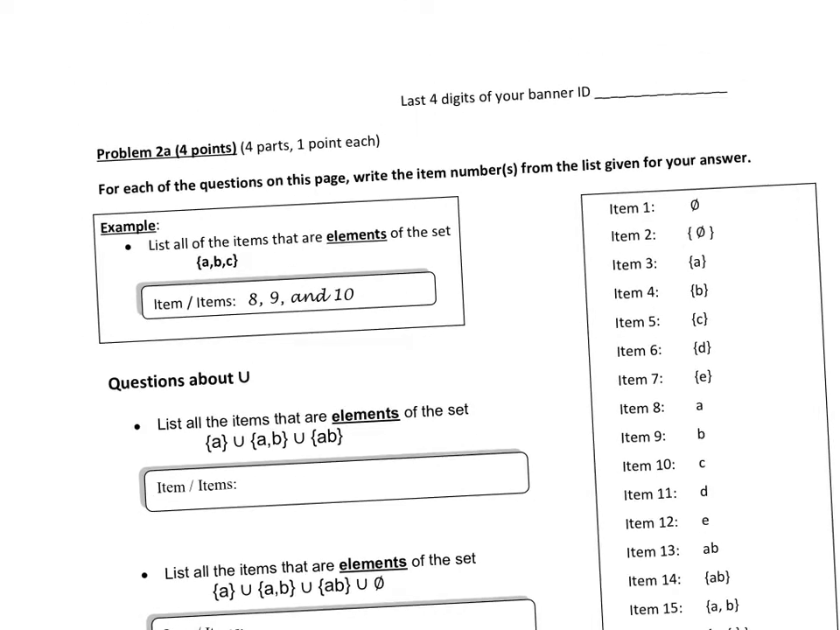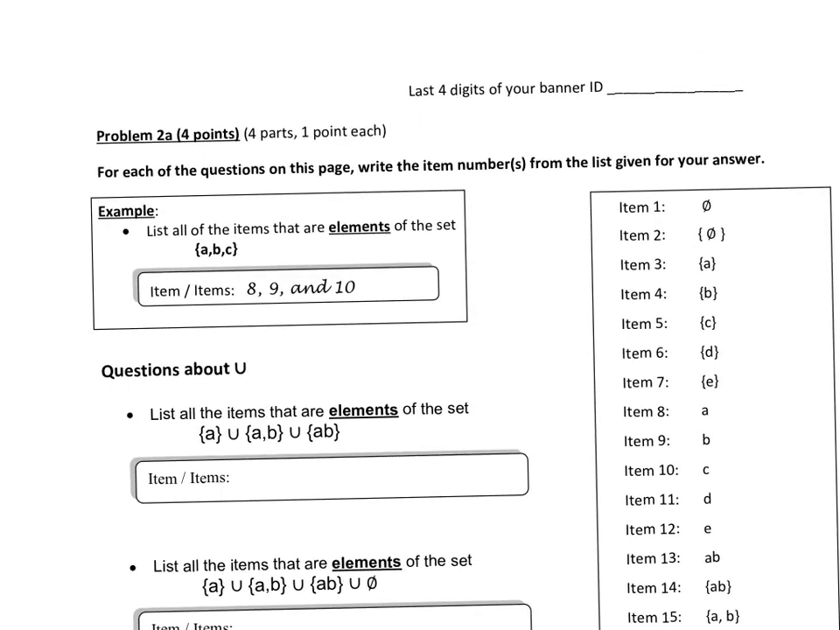Okay, for this section, I need to write the item numbers from the list given for my answer. And I have an example here. It says list all the items that are elements of this set, and the elements of this set are just the single string or the single element A. I suppose it's also a string. A, B by itself, and C by itself. And so we said 8, 9, and 10 because look at that.